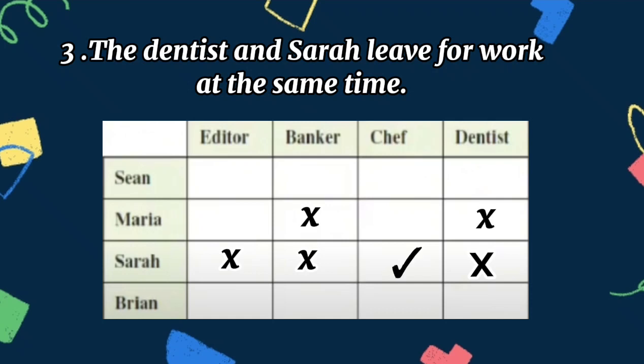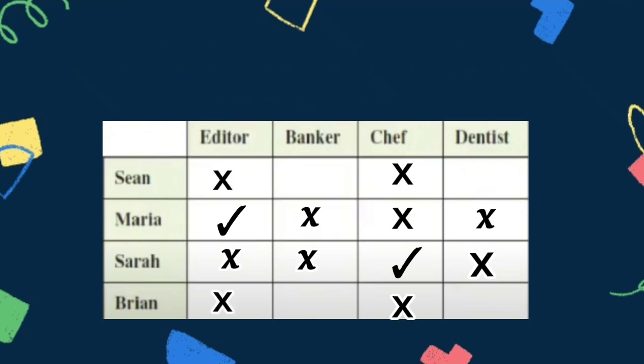If Sarah is the chef, we can now put an X mark for Sean, Maria, and Brian because they cannot be a chef, since the problem says that occupations are distributed among the people involved. Maria is not the banker, the chef, nor the dentist, so she must be the editor. So Sean is not the editor, nor is Brian.